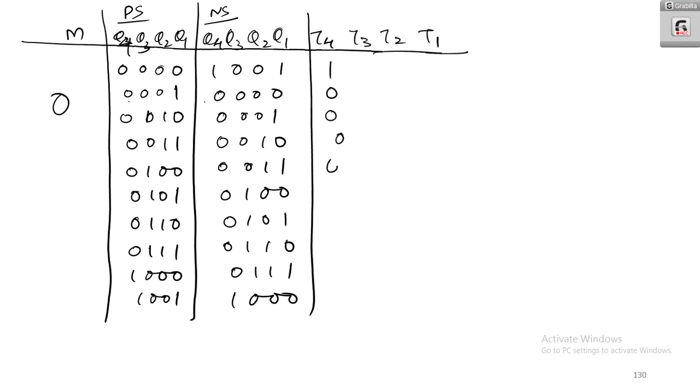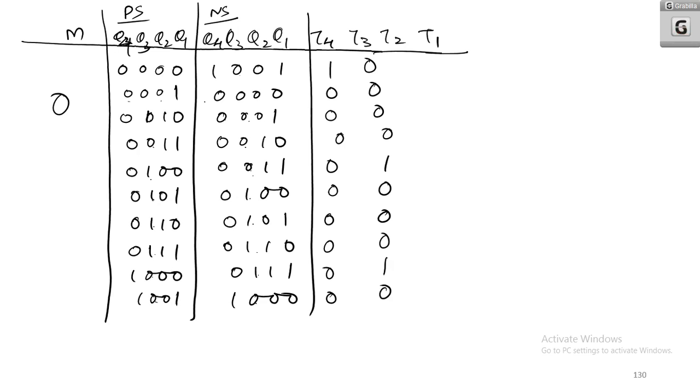So till here it is 0, 0, 0, 0. Then again 1 to 1, also it is 0. Now coming to T3, what is T3? 0 to 0 it is 0, 0 to 0 it is 0, 0 to 1, 1 to 0 it is 1, 1 to 1 it is 0, 1 to 1 it is 0, 1 to 0 it is 1, 0 to 1, 1, 0 to 0 it is 0.